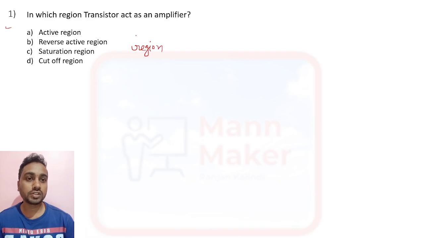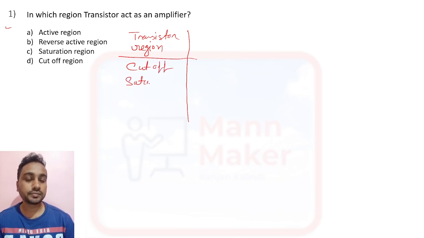If we talk about transistor regions, then we have four types. First one is the cut-off region, then the saturation region, then the active region. Active region is also called the linear region. Then the reverse active region. Okay, four kinds of region are there in a transistor.